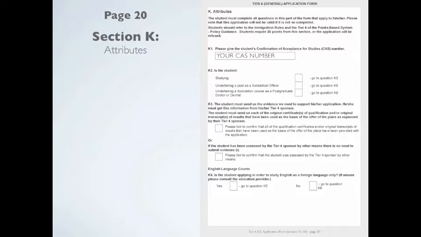Brunel will have uploaded details of the CAS to UKBA's database. This number will allow UKBA to verify the details you give. K2. Tick the box next to studying.